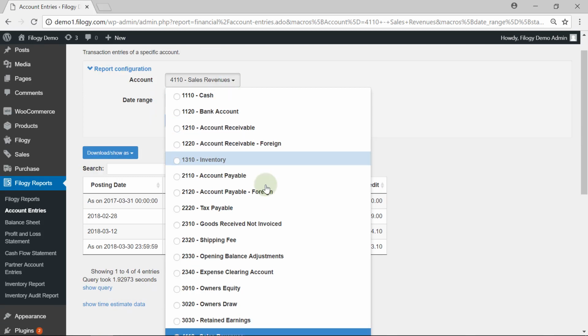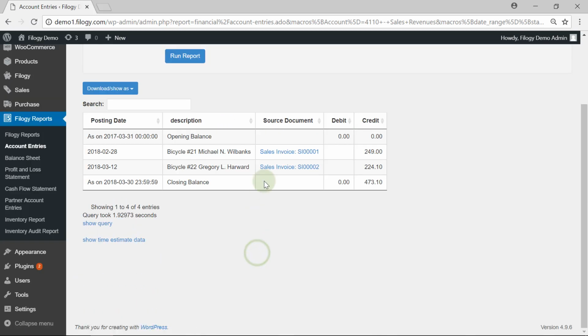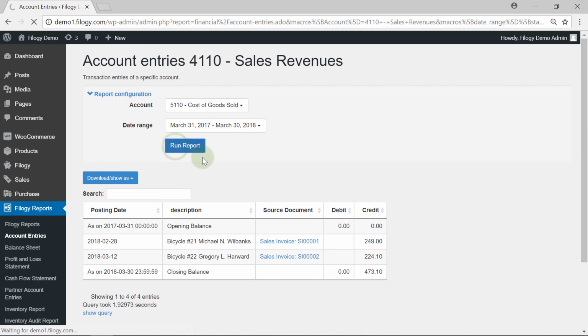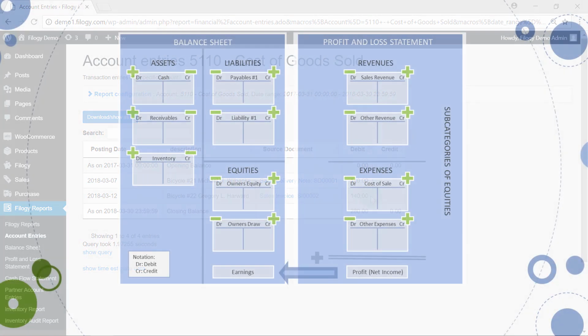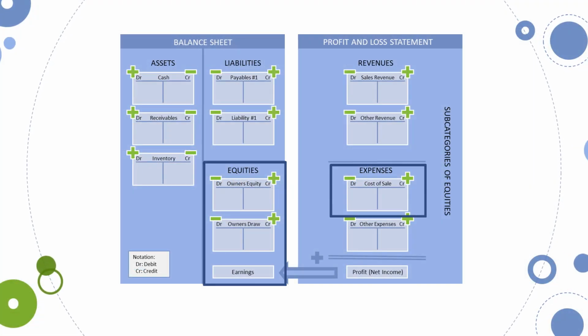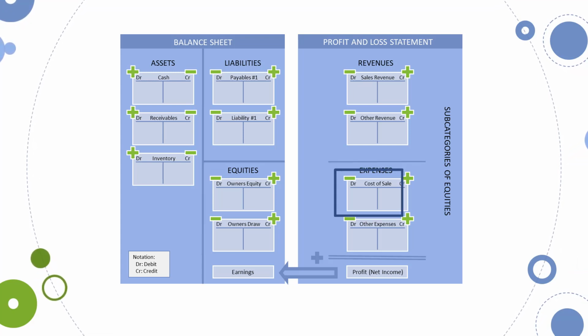The next, and I promise the last account we look at, will be the cost of sold goods account. Select it and press the Run Report button. Is the increase of the cost going to the debit or credit side? Cost is also a subcategory of equity. The rising cost reduces the equity that is shown on the debit side.